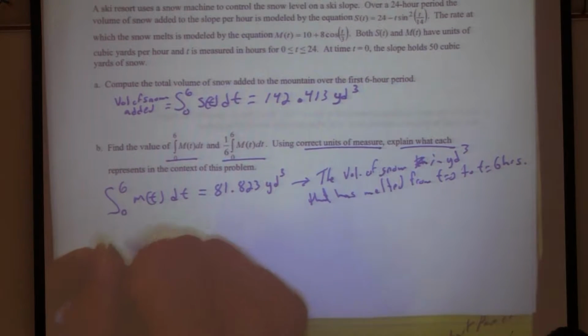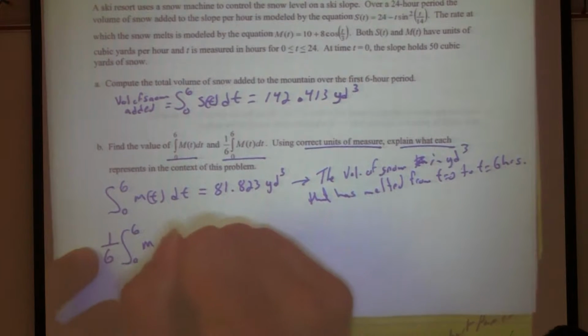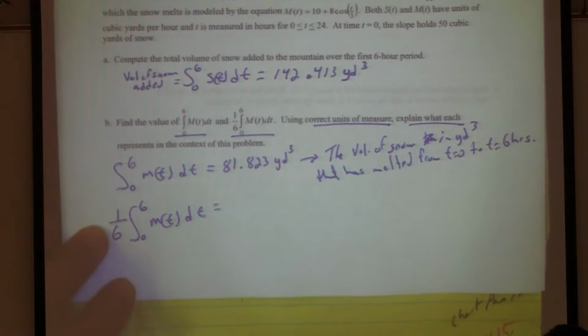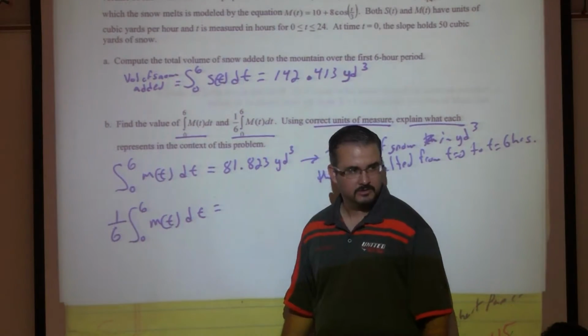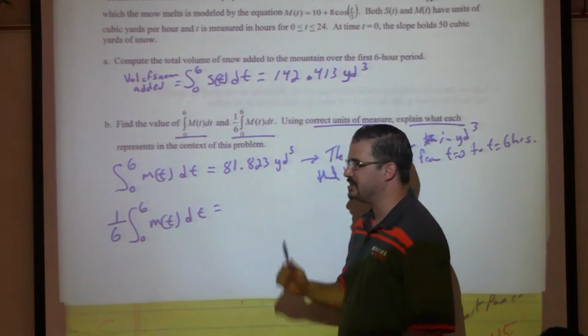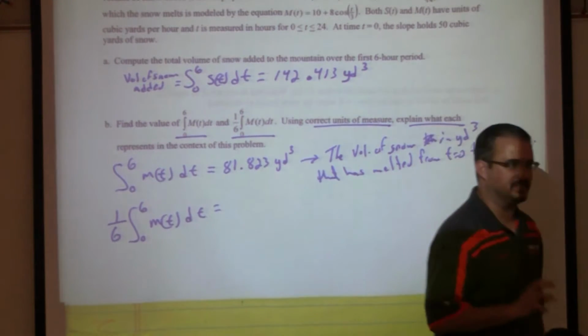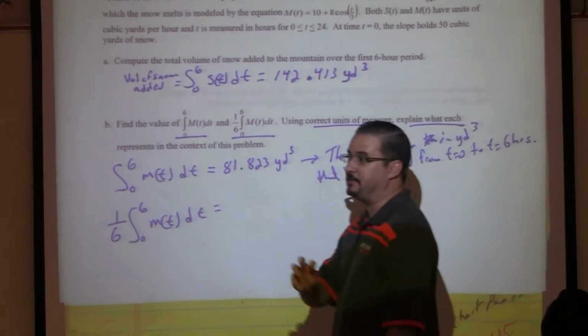What do you think the second one's going to represent? The average. The average amount of snow per hour that is melted. Average volume. The average what? How do you know it's the average value? 1 over 6, how did they get the 6? Did they do B minus A? Ooh, so it's the average of whatever this represents. What does M of T represent? The rate at which it melts, right? So this is going to be the average rate at which the snow melts.